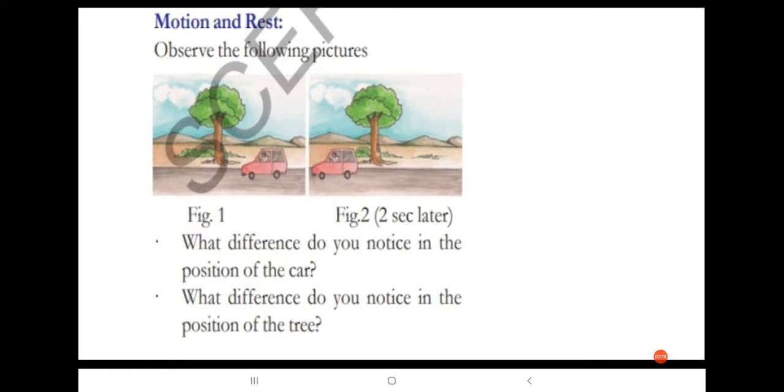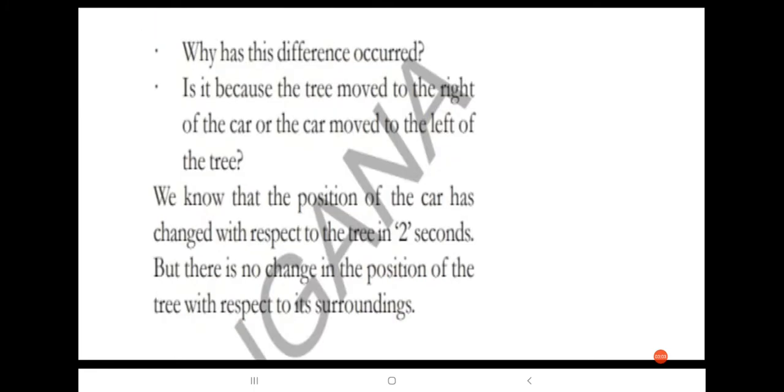Right? So in figure 1 and figure 2, when we observe, in figure 2 the car has changed its position after 2 seconds. In figure 1 the place of the car is here. In figure 2, the position is changed from here to here after 2 seconds. But the place of the tree does not change. So according to its surroundings, the tree is at rest. Which one is moving here? The car is moving from one place to another.